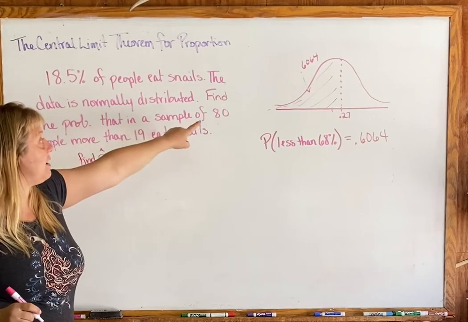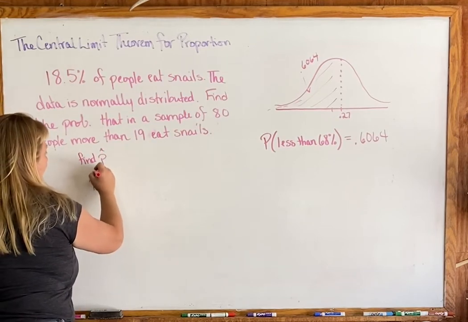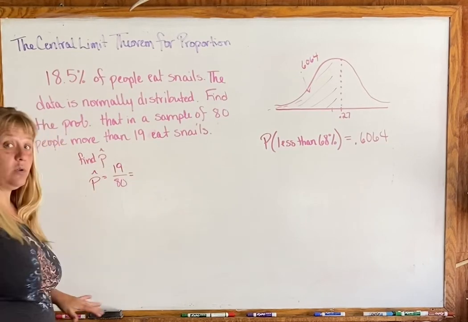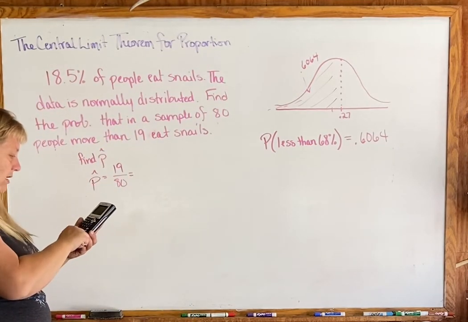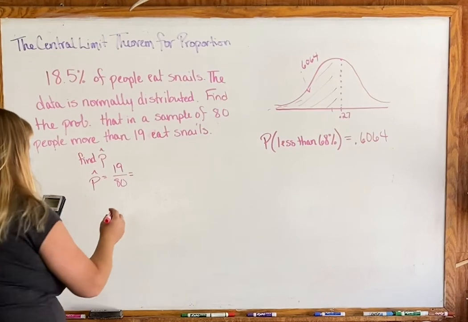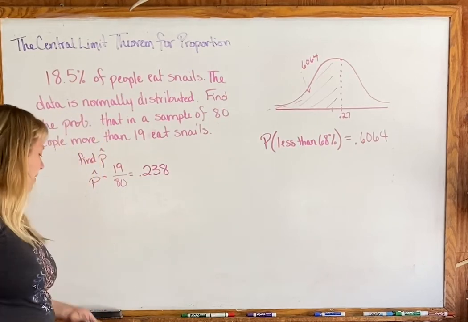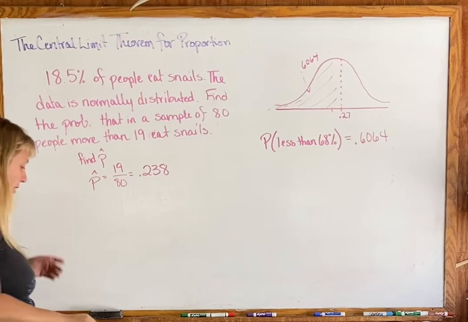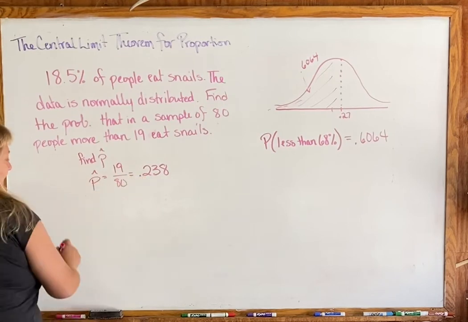It says in a sample of 80, more than 19 eat snails. So to find p-hat, we're gonna go 19 over 80. So we gotta do a little calculation to start with. And remember, when we do this, we're gonna go with 3 decimals. 19 divided by 80, and I got 0.238. Now it does come out perfect, so if you want to go to 0.2375 because it's perfect, that's fine, but I'm just going to stick with what I said so that everybody understands that this is perfectly acceptable. Okay, so p-hat is 0.238.